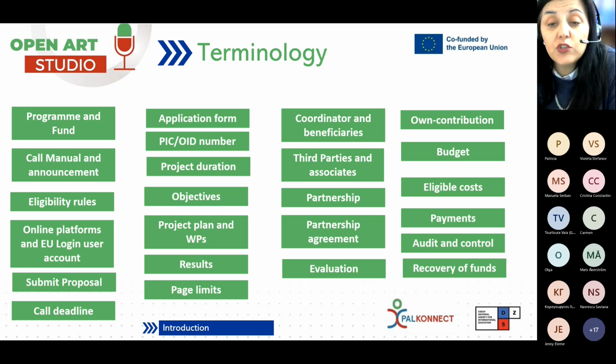Page limits. For each one of the projects, there is a specific limitation of the pages that you have to present your idea. So please be very careful on that.